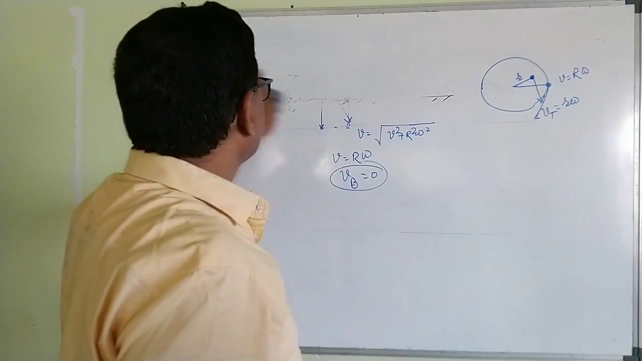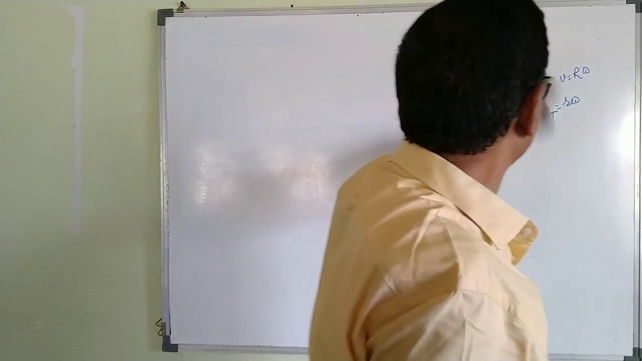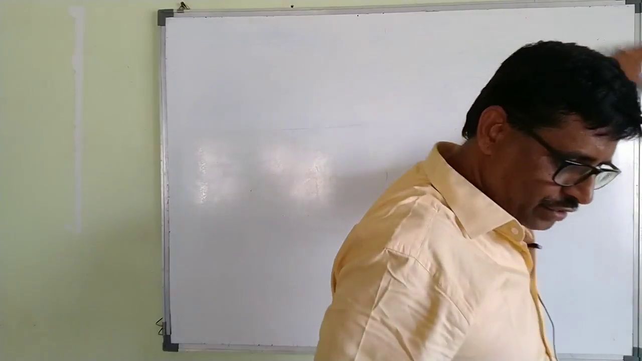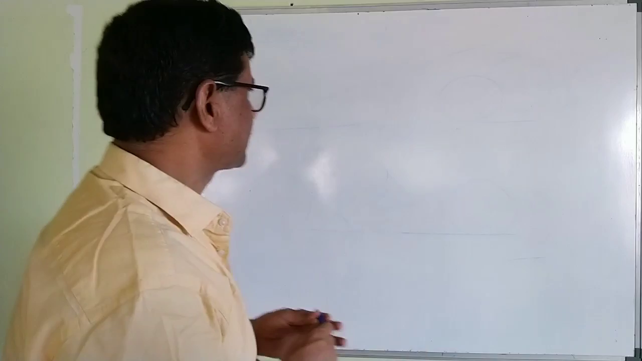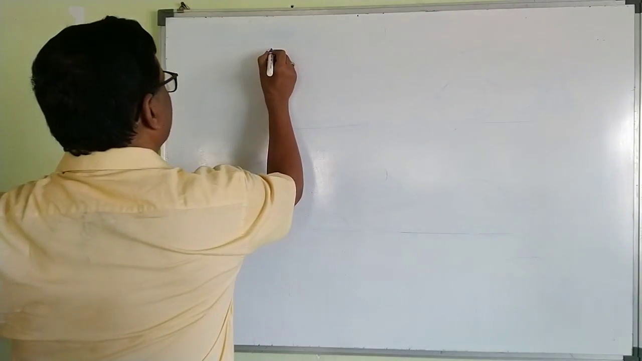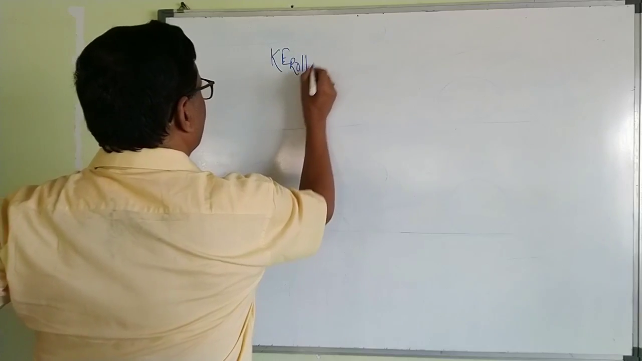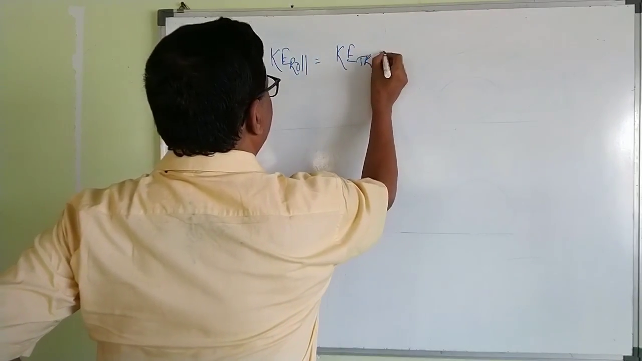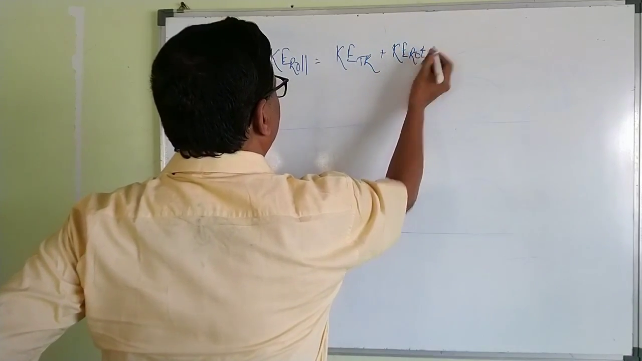Now, we will see how much will be the kinetic energy of the rolling motion. We will derive the kinetic energy of a rolling motion. Kinetic energy is what? It is the energy possessed by an object on account of its motion. The kinetic energy of a rolling motion is the combination of both kinetic energy of translational motion plus kinetic energy of rotational motion.